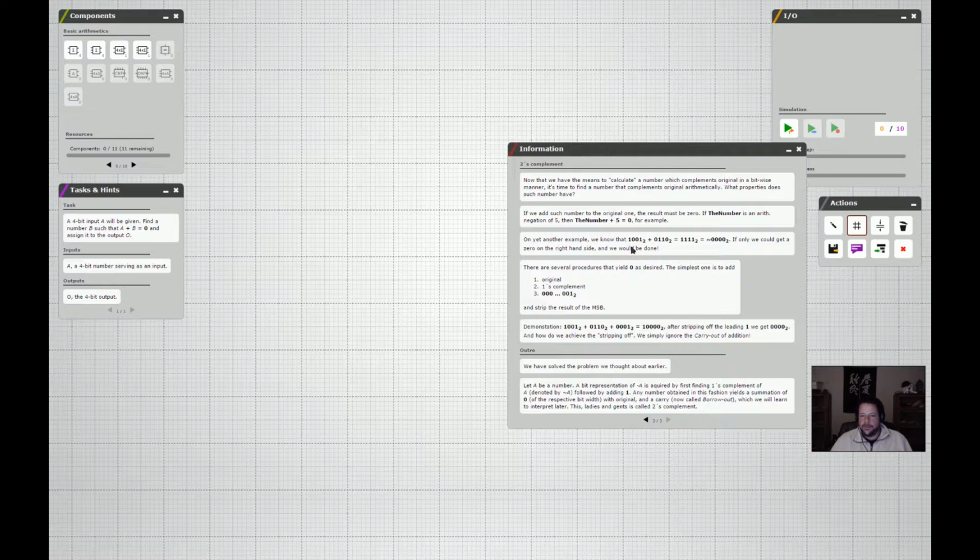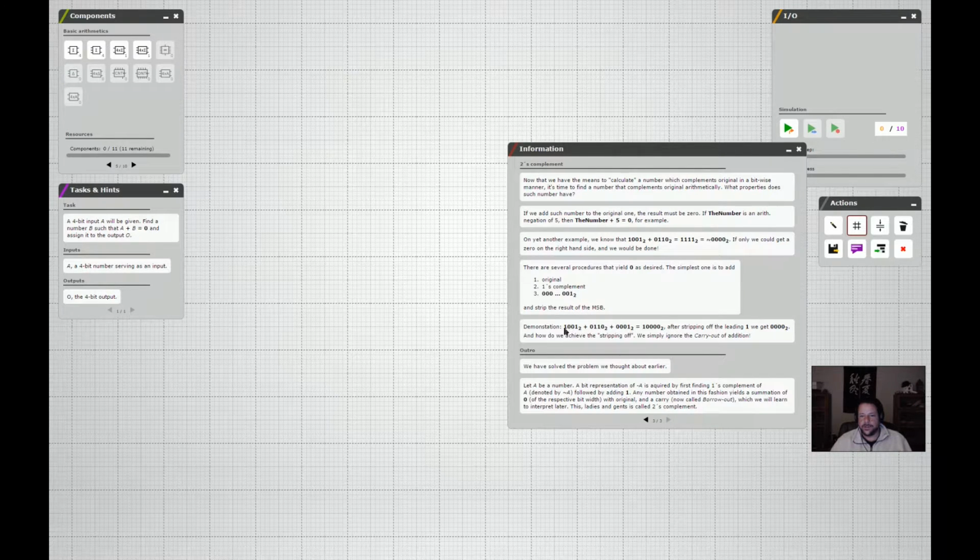On yet another example, we know that 1, 0, 0, 1 in binary plus 0, 1, 1, 0 in binary equals 1, 1, 1, 1 in binary, which equals, if you use a NOT on it, zeros. If we can only get a 0 on the right-hand side, we would be done. And so there's several procedures that yield 0 as desired. The simplest one is to add the original, the one's complement, and then some number that uses 1 as the most significant bit, and there you have it.